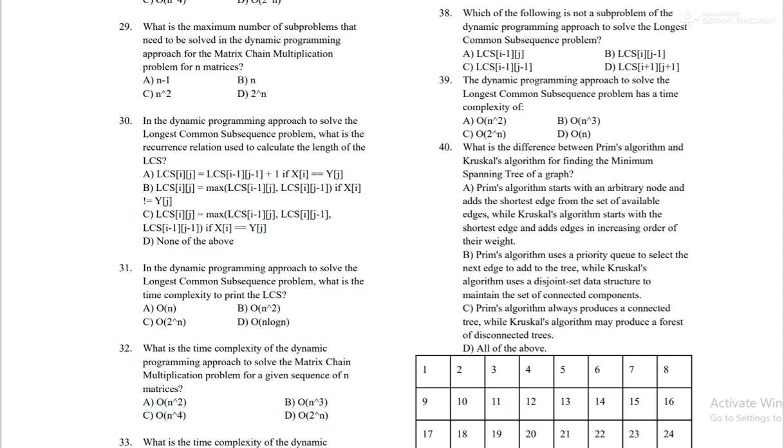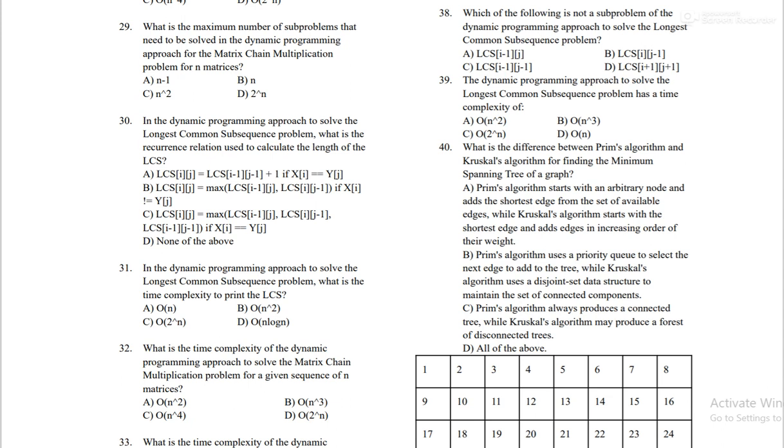Option C, Prim's algorithm always produces a connected tree, while Kruskal's algorithm may produce a forest of disconnected trees. See, it is required to visit each and every node once, and for that reason Kruskal's algorithm and Prim's algorithm both create a minimum spanning tree with all the given nodes from the undirected graph. It contains all the nodes, but some of the edges are removed so as to make it a minimum spanning tree.